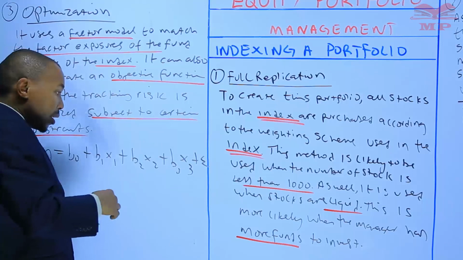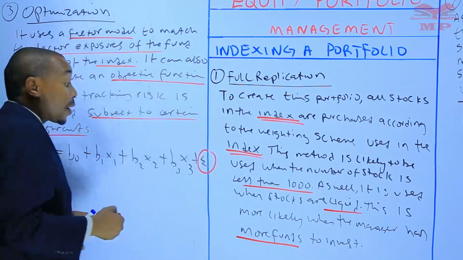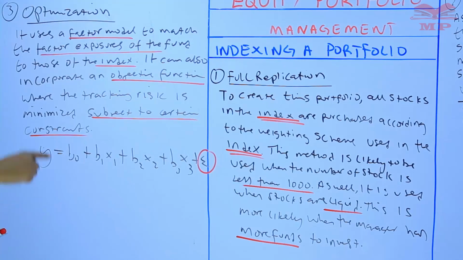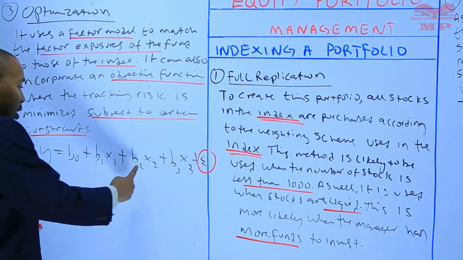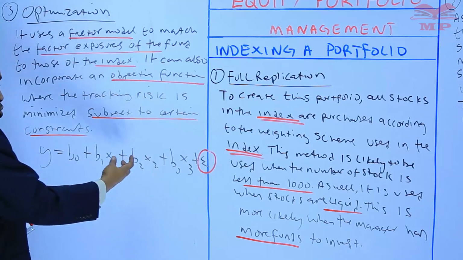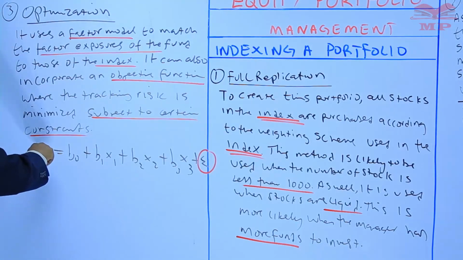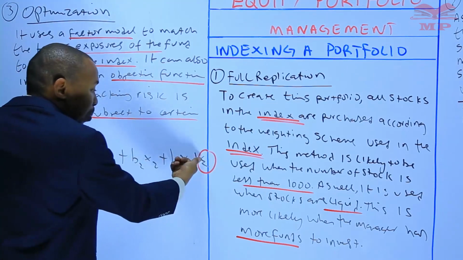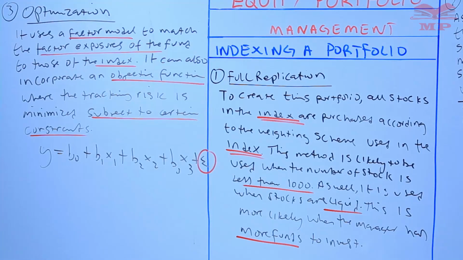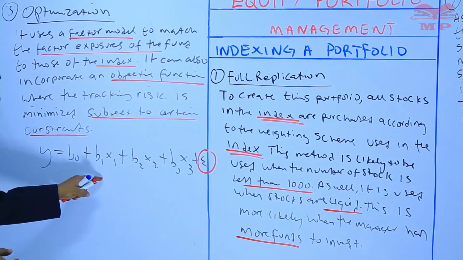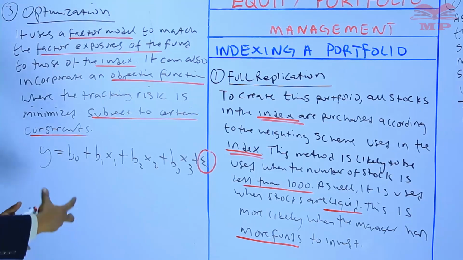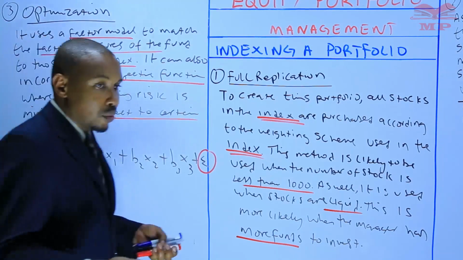The error term over here represents the factors that are not included in the model. So if x1, x2, and x3 are not contributory towards earning returns similar to the index, then they are going to be explained by the error term right over there. And so we will need to, as much as possible, try and identify all of the factors or explanatory variables that are contributory towards tracking the index. Optimization: you use a factor model to optimize the portfolio, or to try and make the portfolio earn a return similar to the index.